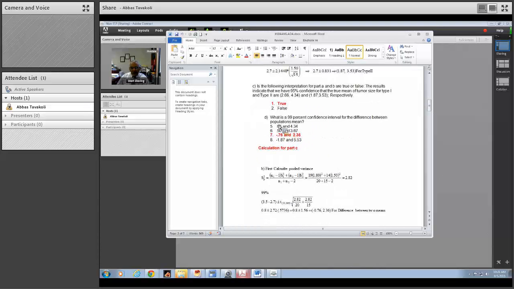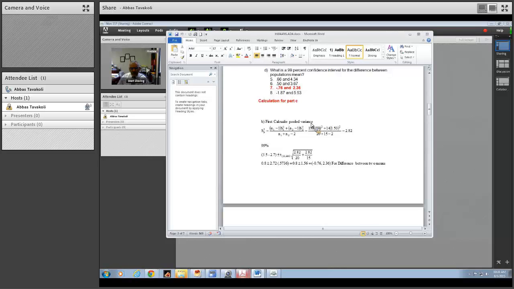Now, for the D part, I ask you, what is the 99% confidence interval for the difference between population means? Again, because we are looking at a difference, first we have to calculate the pooled variance. The pooled variance formula is S squared p equals the variance for sample 1 times its degrees of freedom plus sample 2, divided by n1 plus n2. So you replace that. Remember, S was 1.8, so you have to square those values. So we get 2.82 for the pooled variance.